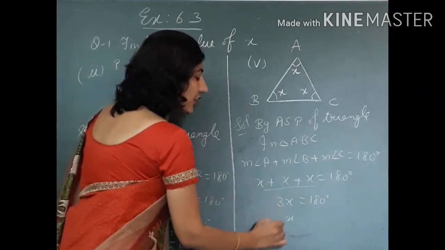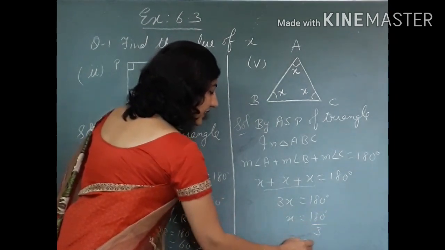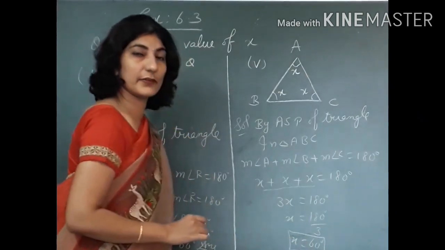To find the value of x, what you will do? 180 degrees divided by 3. So the value of x is 60 degrees. So each angle of this triangle is 60 degrees.